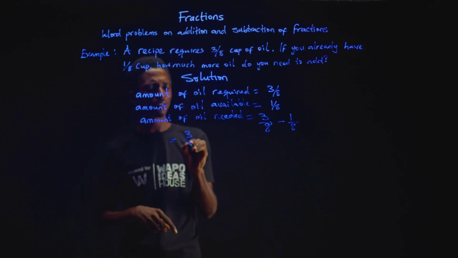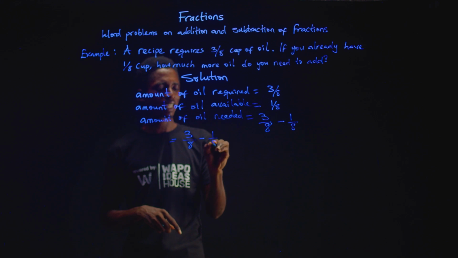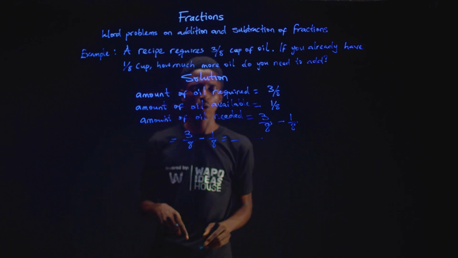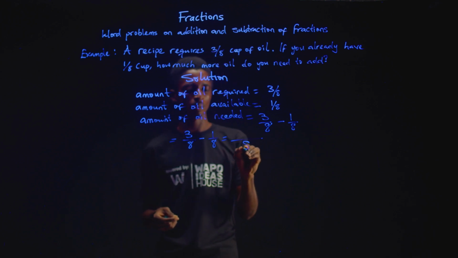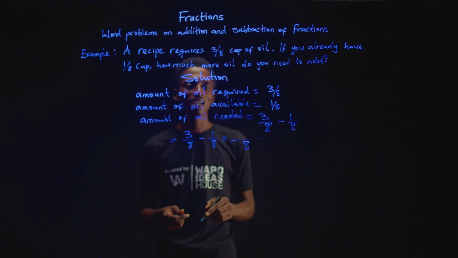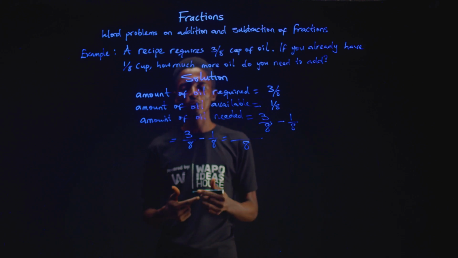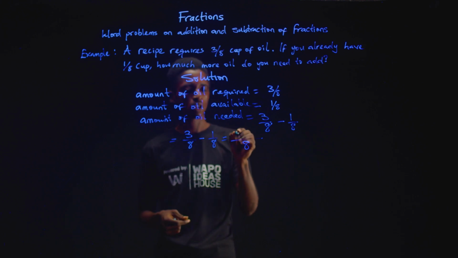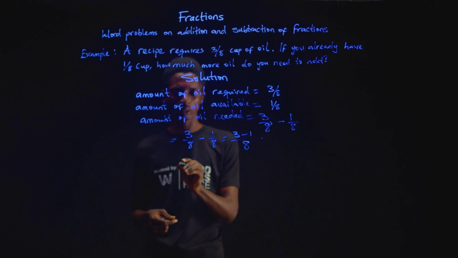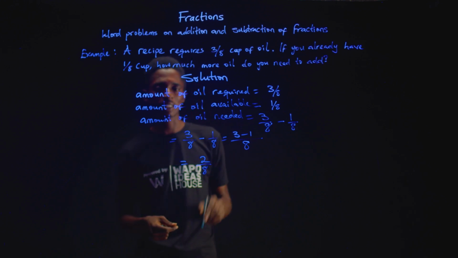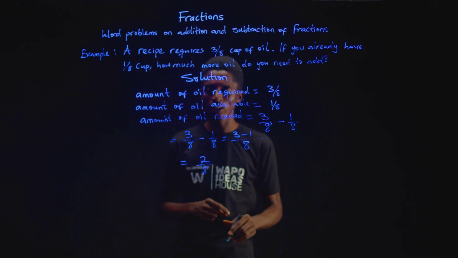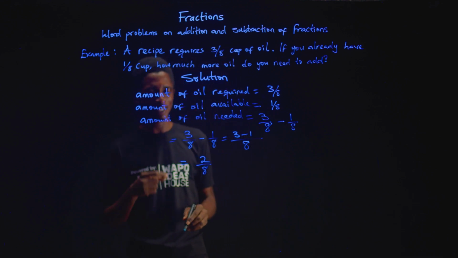Now we are working with fractions with the same denominator. So as we do with fractions with the same denominator, you will write out the common denominator, in this case 8, and then we'll perform the arithmetic subtraction of the numerators. So we have 3 minus 1, and this would give us 2/8. Now let's bring this fraction to its lowest term.